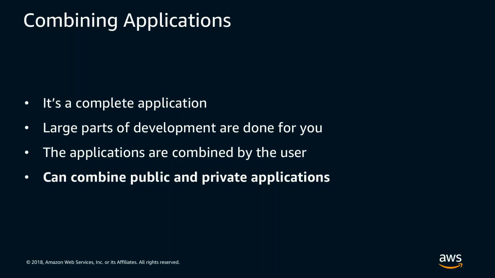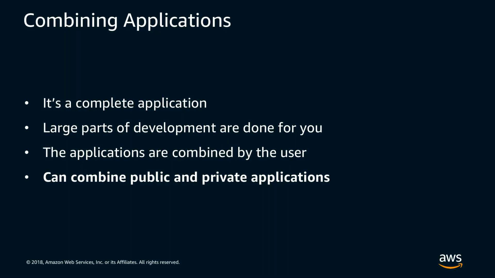And the key here is you can actually combine public and private applications. So the AWS Twitter search API event stream may be public, but the second application may actually be a private application and then may be shared around the team. So you don't need to have all public applications combining together to make something interesting.